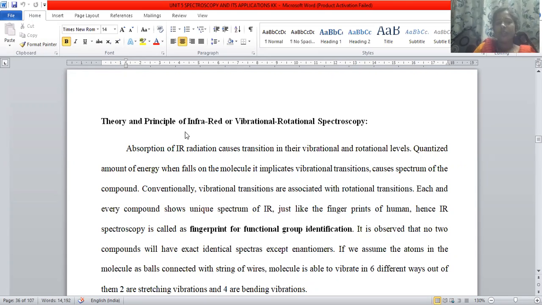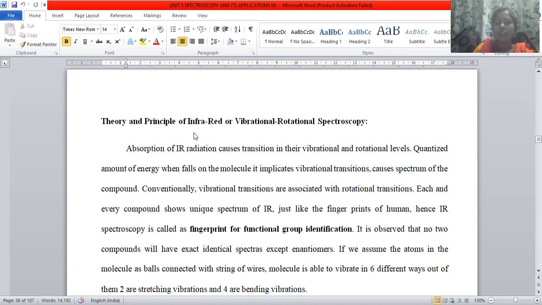Today's topic is the principle of infrared spectroscopy. This is also known as vibrational rotational spectroscopy. Infrared spectroscopy lies in between UV visible spectroscopy and microwave spectroscopy. The infrared region is considered a fingerprint for functional group identification.